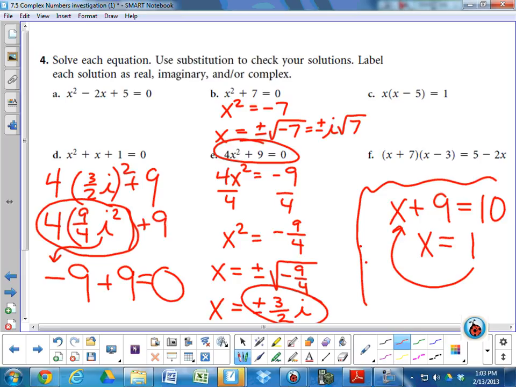Nothing would have changed if you put in negative 3 halves I. I'll do it in blue. I'm checking the other solution. What if we would have put in negative 3 halves I? Well, when you square negative 3 halves, positive 9/4. I squared is -1. It turns this part of the problem negative. 4 times 9/4 is still 9. Negative 9 plus 9 is still 0. So to get those solutions, you have to go to that imaginary number system.